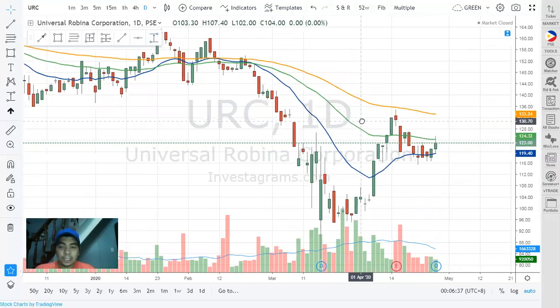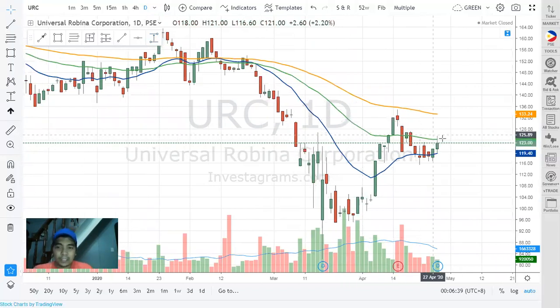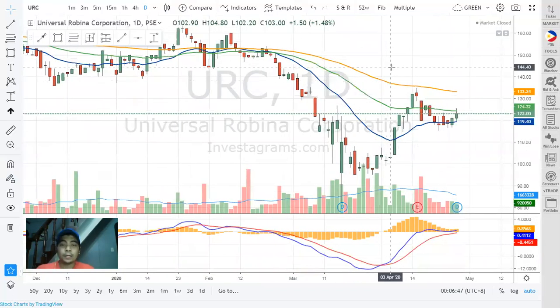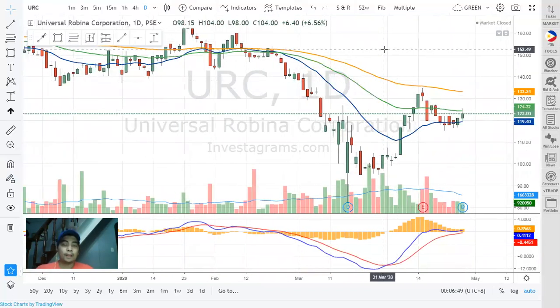Now, what we can see here is that it can consolidate here, or it can still go down here as a double bottom, which some of the experts are predicting. All right.